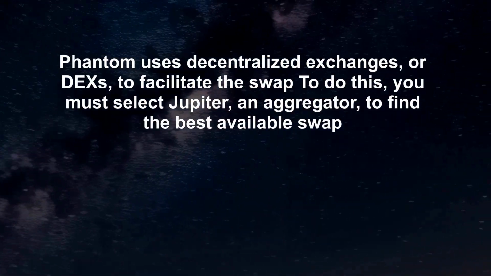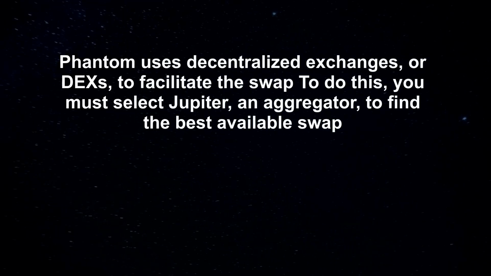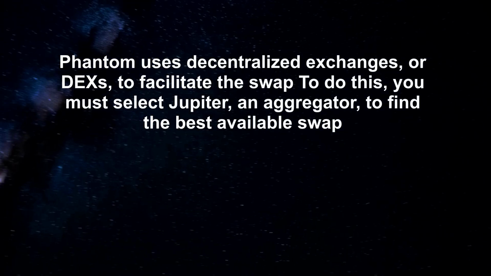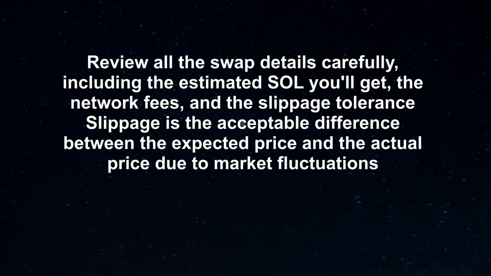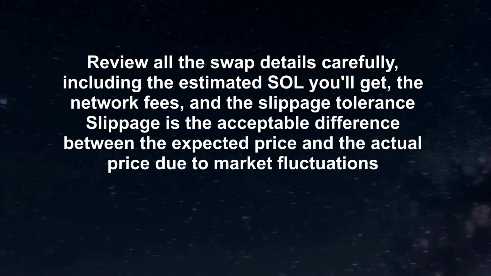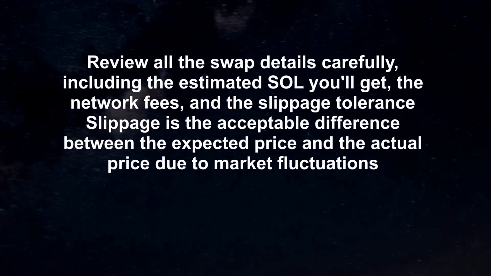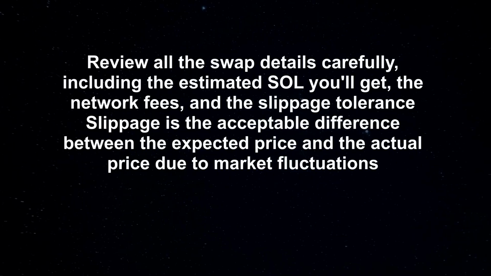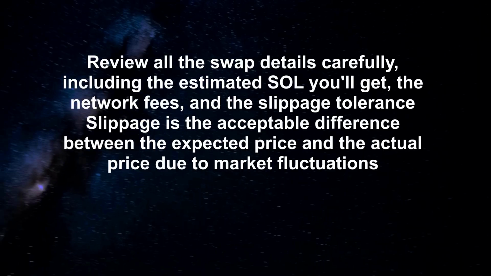Phantom uses decentralized exchanges, or DEXs, to facilitate the swap. To do this, you must select Jupiter, an aggregator, to find the best available swap. Review all the swap details carefully, including the estimated SOL you'll get, the network fees, and the slippage tolerance. Slippage is the acceptable difference between the expected price and the actual price due to market fluctuations.